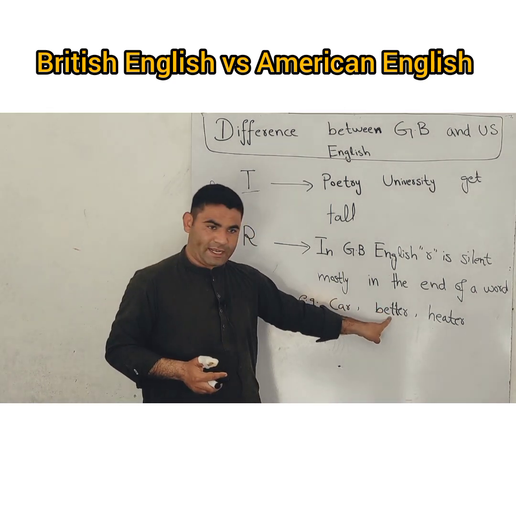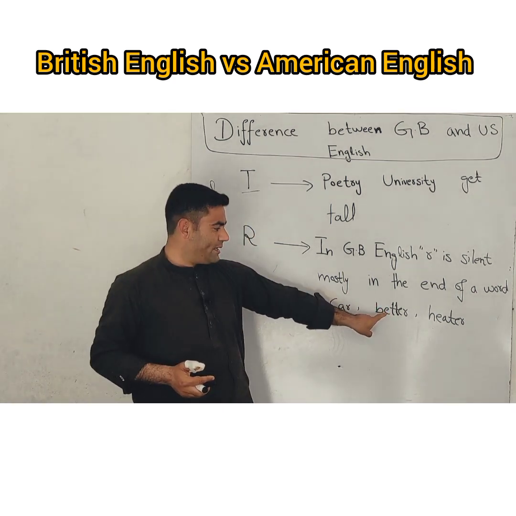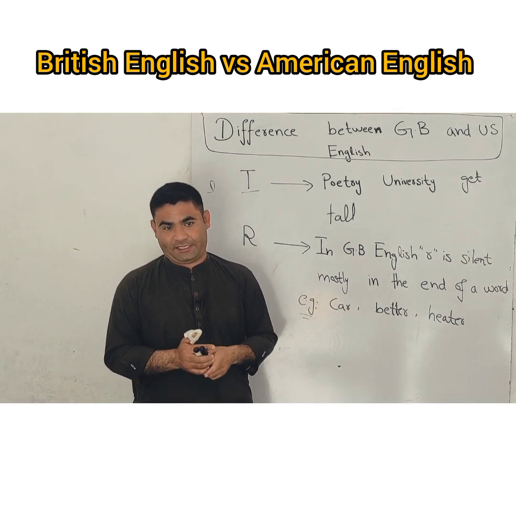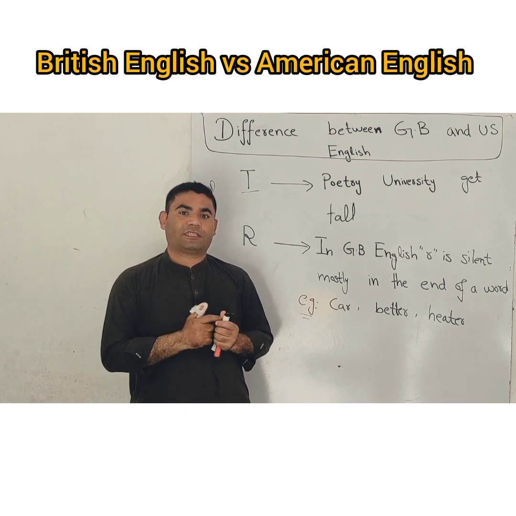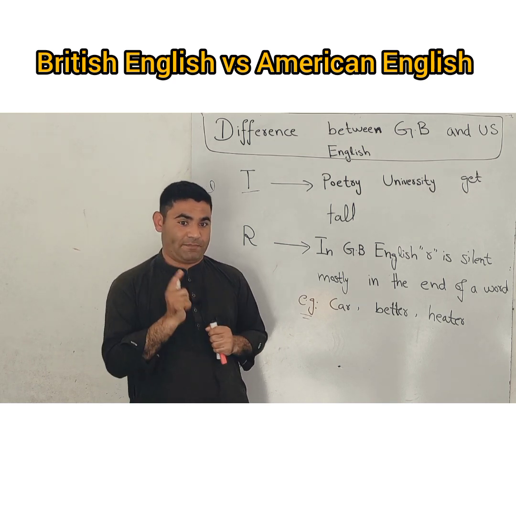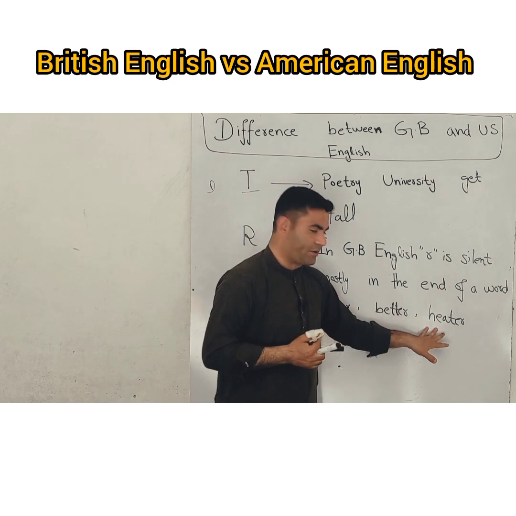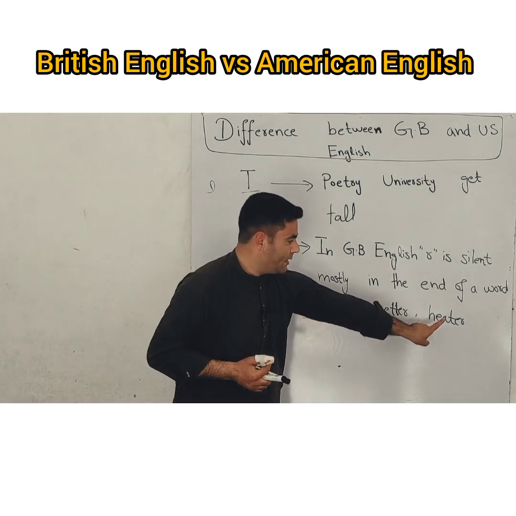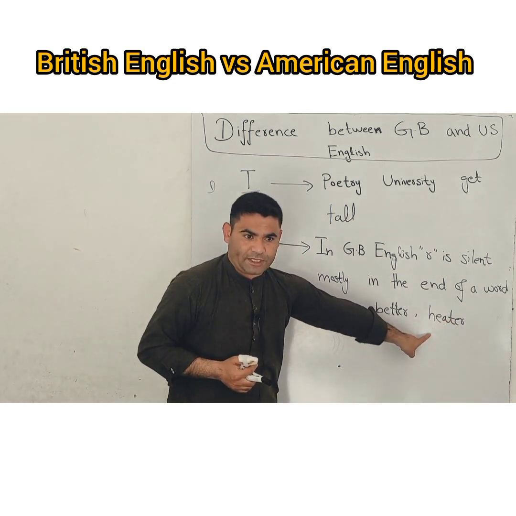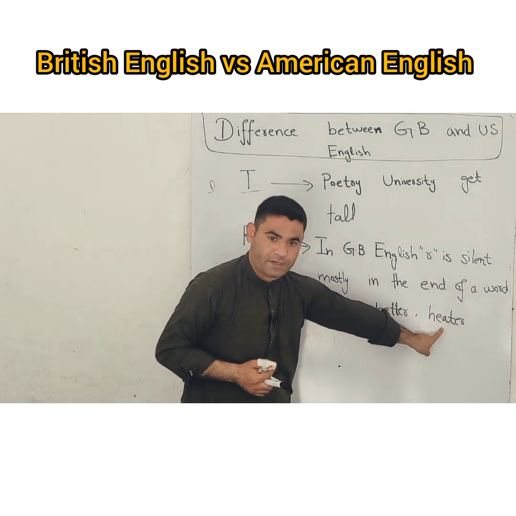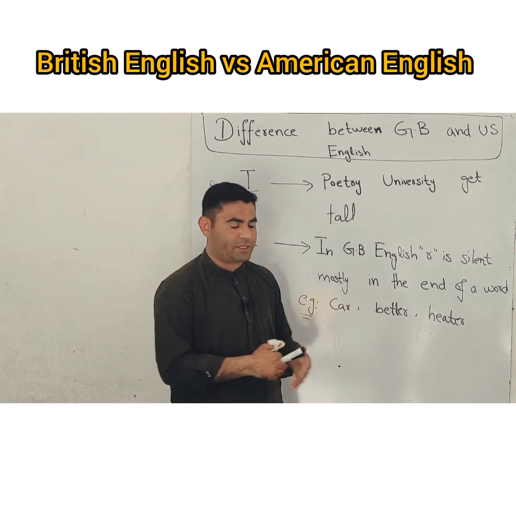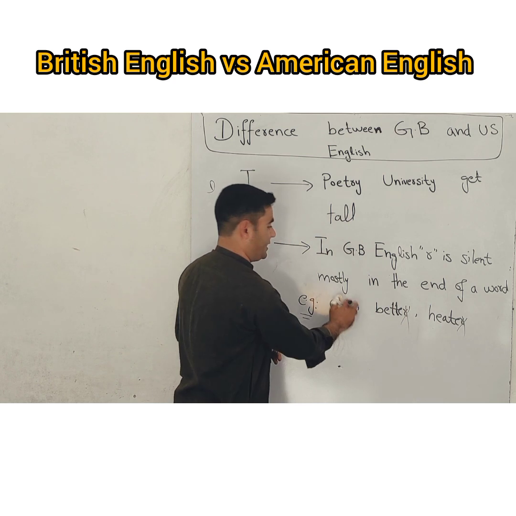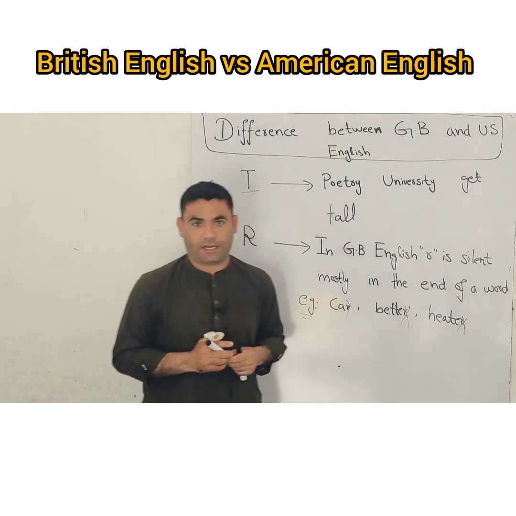Americans will say better. As I told you, the American T is a soft D: better. Your child is getting better day by day. But British will say, your child is getting better day by day, without the R. Heater: Americans say heater with the R. But in British English, they don't pronounce R when it comes at the end. They'll say heater, without the R.